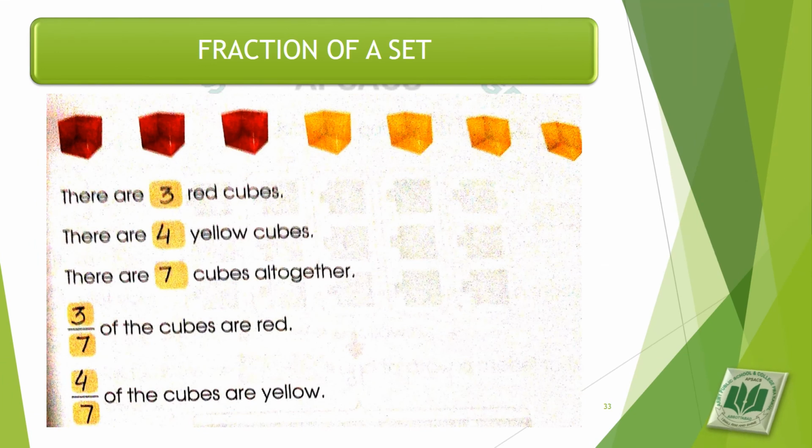Now we will solve another example. Here we have 3 red cubes, 4 yellow cubes and total are 7 cubes. So the red cubes in the form of fractions are 3 by 7 and the yellow cubes in the form of fractions are 4 by 7.